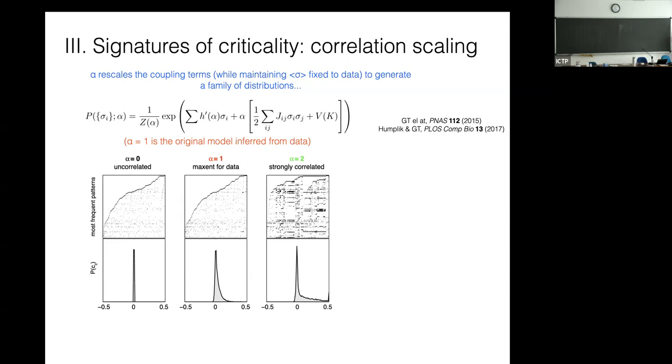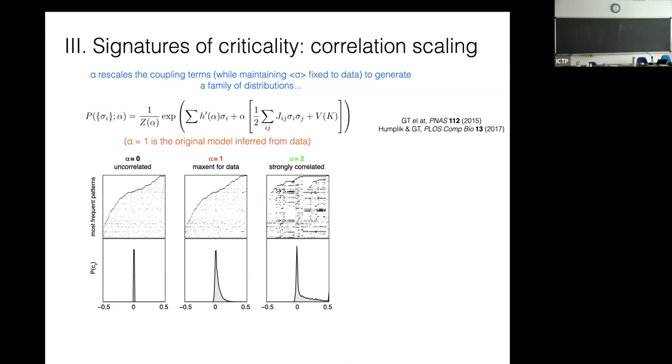So this is alpha equal one. This is the actual fit to data. If you look by eye, these patterns don't look very different from the non-correlated ones. That's because all correlations are weak. But if you histogram the correlation coefficients, you get something that has this tail, but small values, as we are used to.